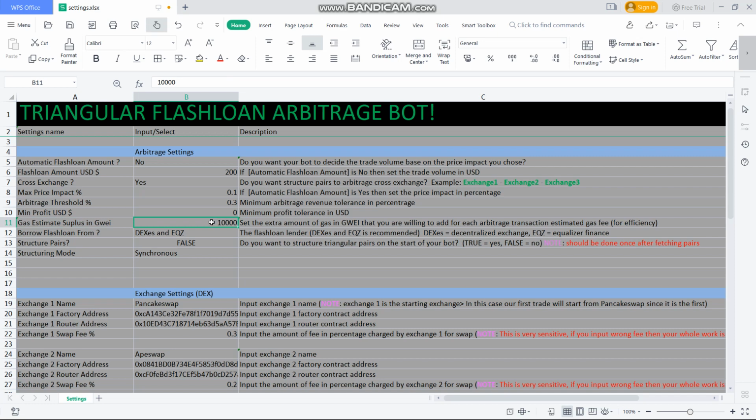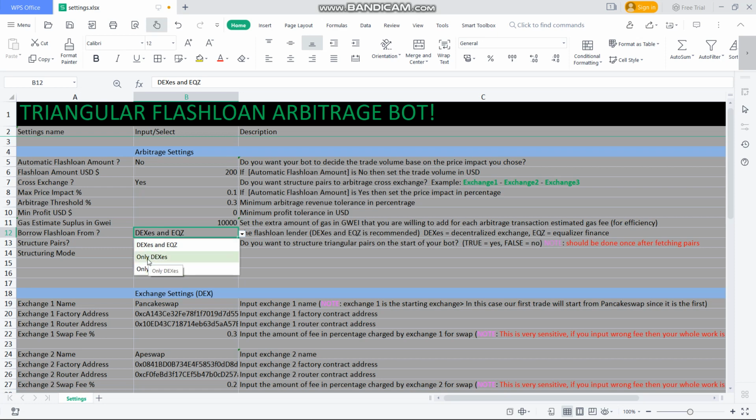That's what it means. But before it executes any arbitrage, the good part is that your bot is smart enough to automatically check if the profit earned at last will be able to pay the gas fee. So that is it. Then this function which says borrow flash loan from is a selectable function, which means you can borrow flash loan from DEXs and Equalizer Finance. That is PancakeSwap, Decentralized Exchange, or Equalizer Finance.